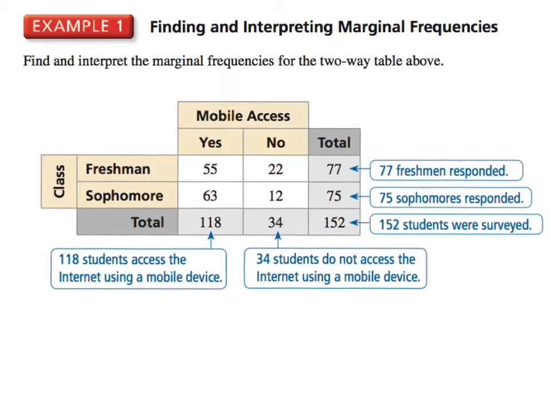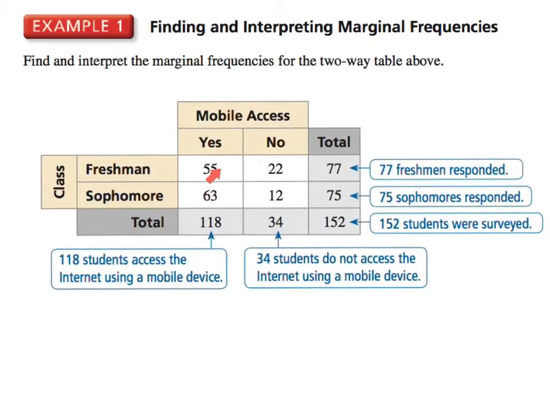From above, remember again that the 55, the 22, the 63, and 12 are joint frequencies. The marginal frequencies are when you just total up the columns and the rows. So if you look here, 77 freshmen, 75 sophomores. Here, 118 students said yes, 34 said no. If you add these two totals or these two totals, you should get the same amount of 152 total students that were surveyed.